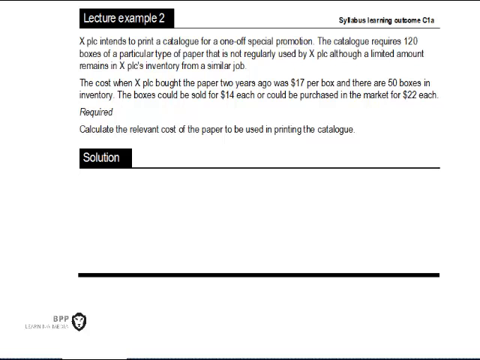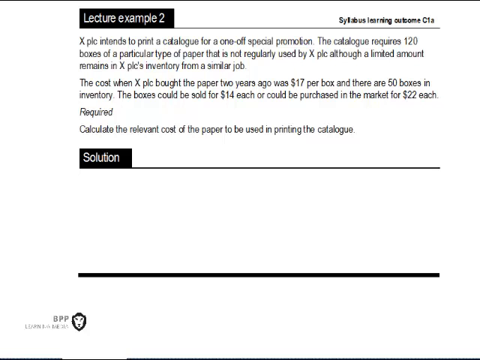The cost when XPLC bought the paper 2 years ago was $17 a box, and there are 50 boxes in inventory. The boxes could be sold for $14 each, or could be purchased in the market for $22 each. What we've got to do is calculate the relevant cost of paper to be used in printing the catalogue.